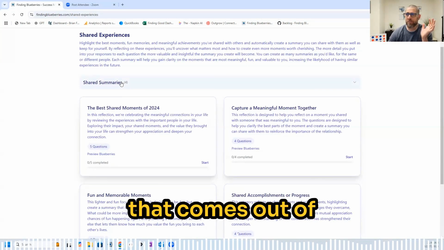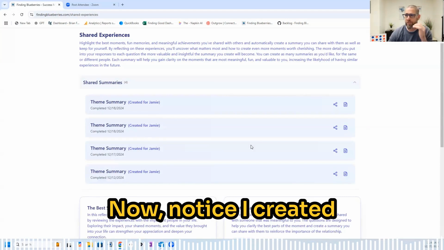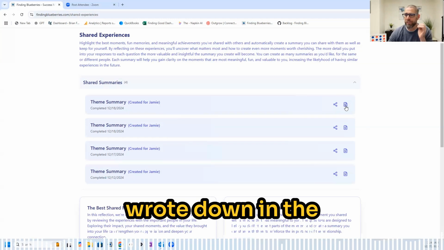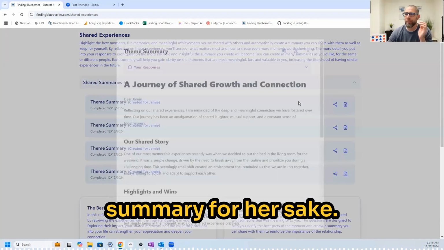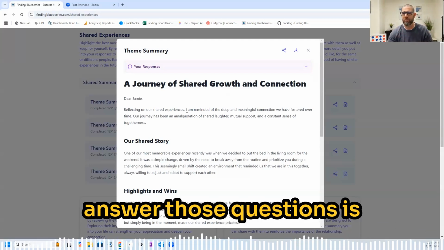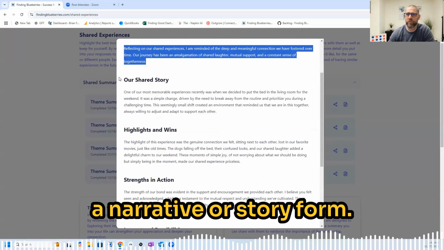Now, the summary that comes out of these is a little bit different. Notice I created these for my wife, so I'm not going to show you what I actually wrote down in the summary, for her sake. But what I'll do is show you that the summary that's created after you answer those questions is written in much more of a narrative or story form.